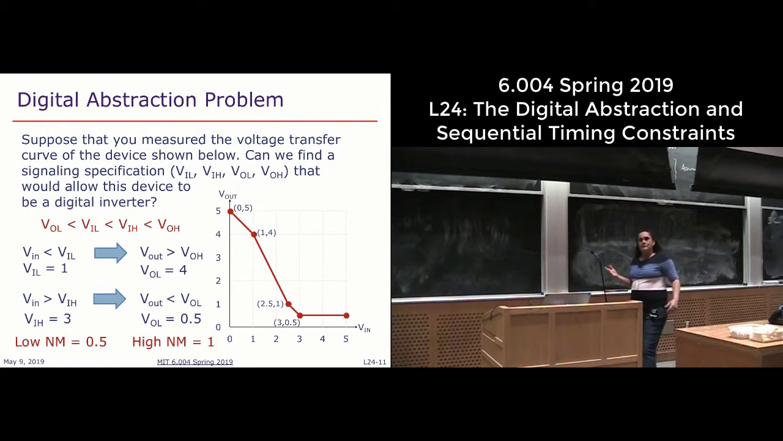And so typically, because we need our gate to be able to do both, we think about the noise immunity of the gate as being the minimum of the two, which would just be 0.5 with these specifications.